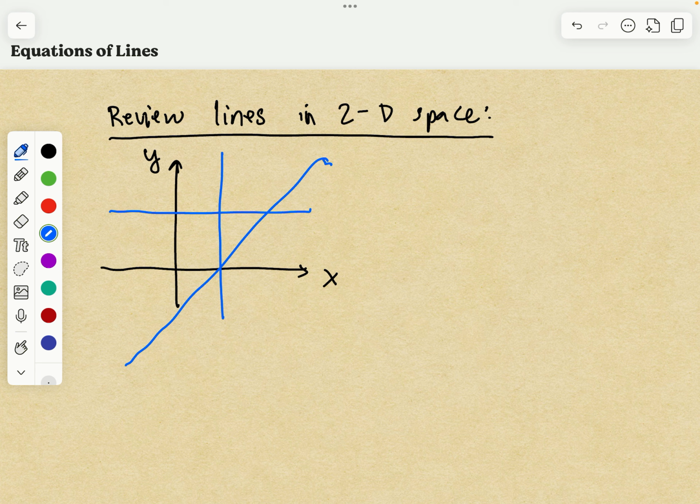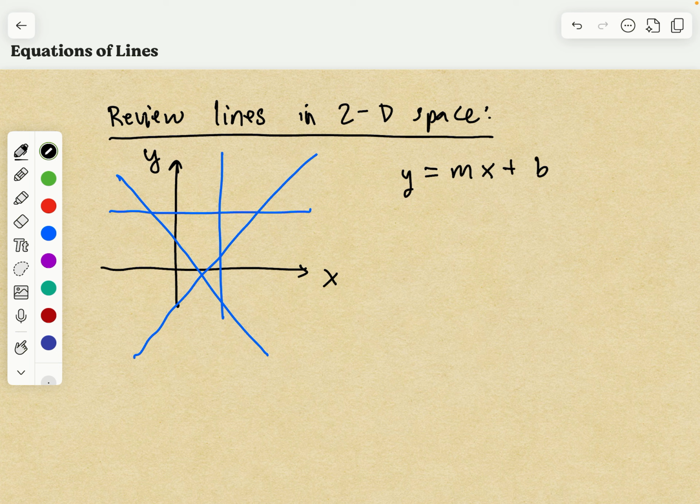That's supposed to be a straight line. Or you can have a line with a negative slope, right? And when you have a line with a slope, then the equation is going to be y equals mx plus b. And m is the slope, and b is the y-intercept.